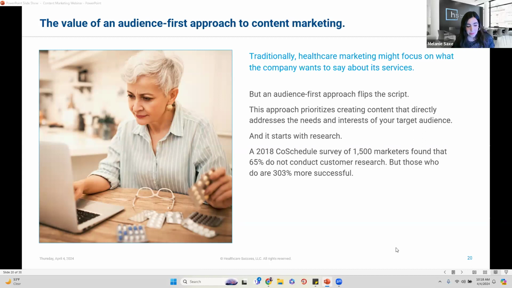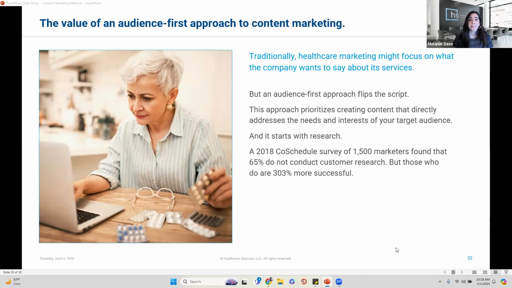I think specifically when it comes to healthcare, traditionally we have not been doing audience first. And healthcare marketing usually focuses on what the company wants to say about its services. But an audience first approach flips the script. Essentially, it prioritizes creating content that directly addresses the needs and interests of your target audience. And it starts with research.